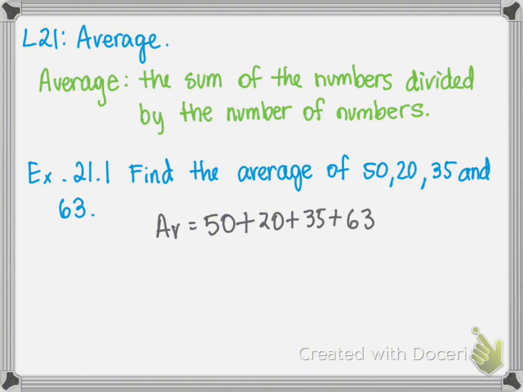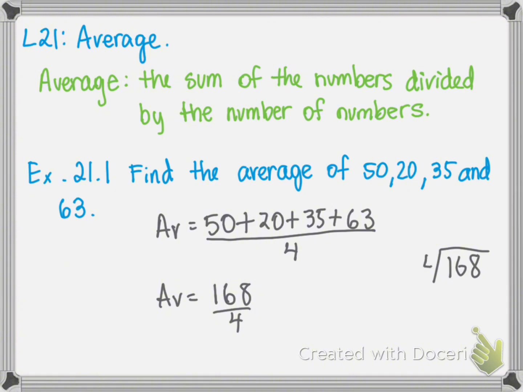So first what we have to do is add all of the numbers, and then we have to divide by the amount of numbers, which in this case we have 4 numbers, so we have to divide by 4. If we add that, we get 168, and then we have to divide 168 divided by 4 to find the average, which in this case is going to be 42. So the average of those numbers is 42.